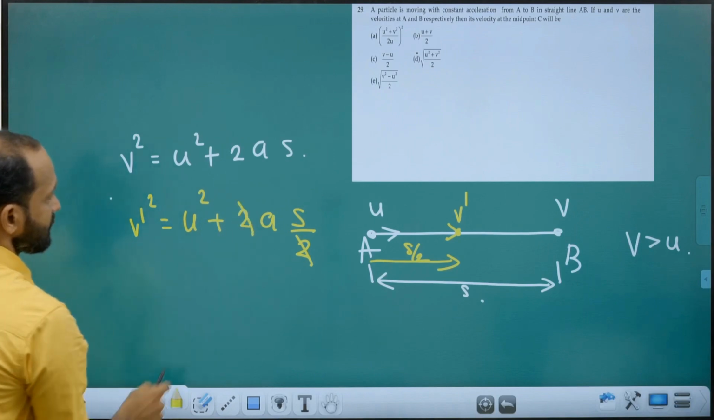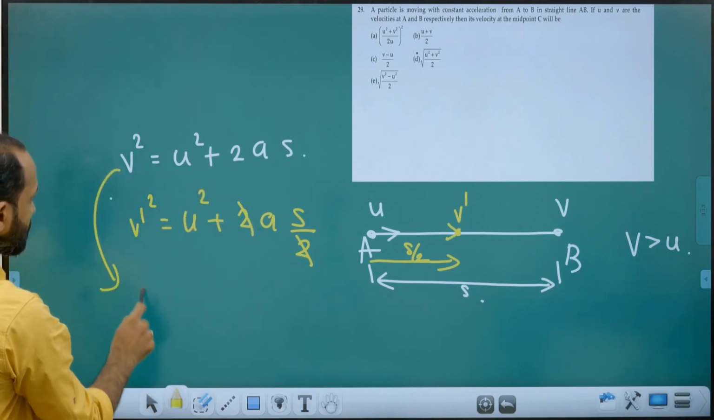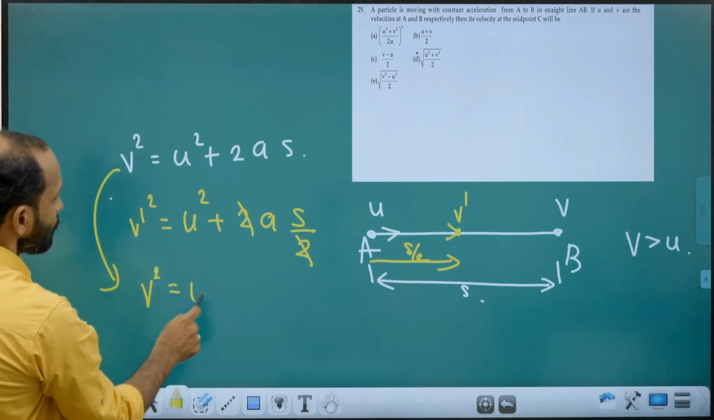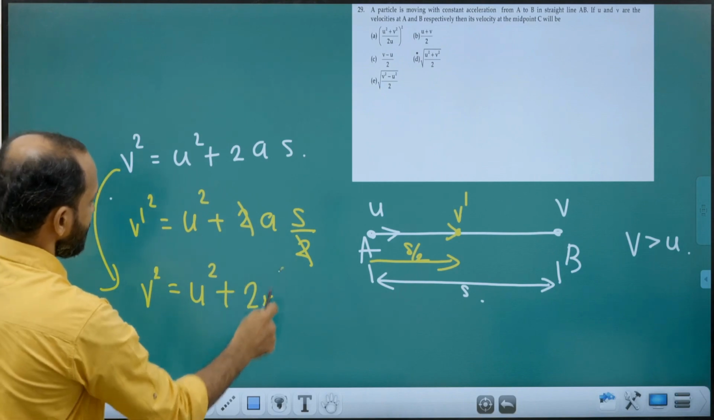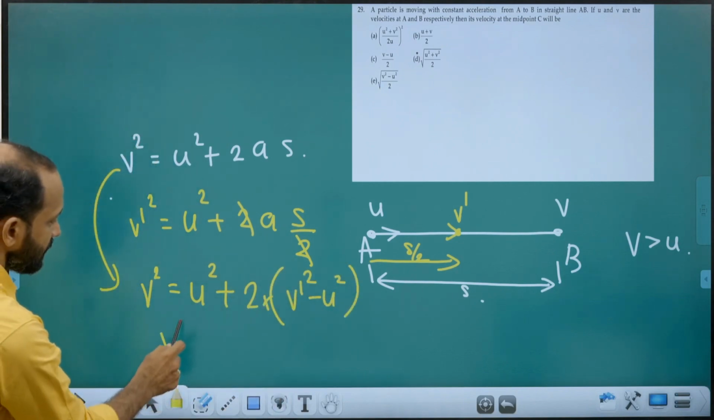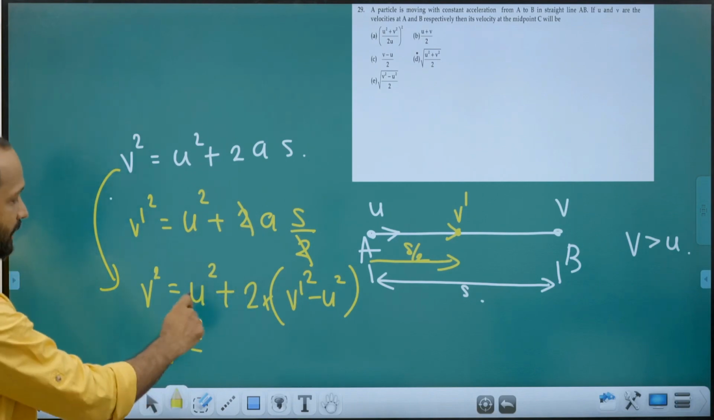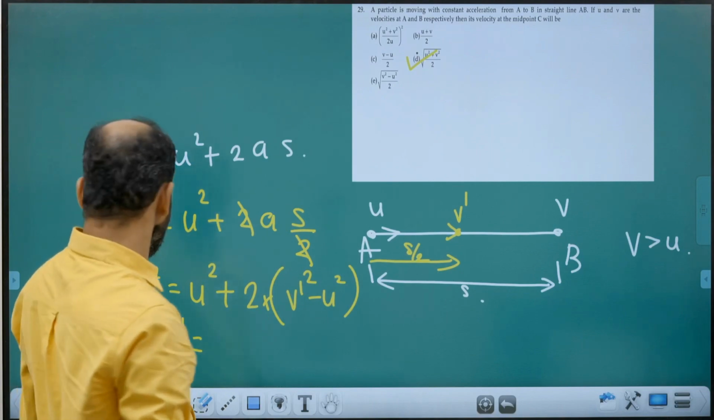Here the 2 cancels. So you can substitute for AS. The first equation becomes V square is equal to U square plus 2 into AS. What is AS? AS can be V dash square minus U square. Now you can get the equation for V dash. By rearranging, you will get the answer, option D, root of (U square plus V square)/2.